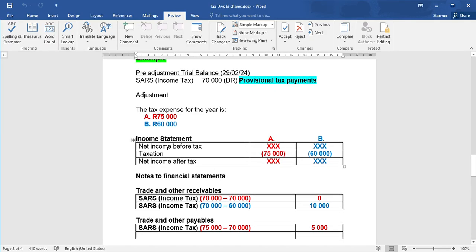Using the same figures, but with example B now, if the tax expense is 60,000, the 60,000 is what should have been paid. It comes into your income statement. In this case, we've paid 70,000. We're only supposed to pay 60,000, which means that SARS owes us 10,000 Rand. So SARS at the end of the year will either end up as a liability if we didn't pay enough tax, or an asset if we overpaid provisional tax. Irrespective of the outcomes here, the tax that you record in your income statement is always the tax expense for the year, the amount of tax that should have been paid.